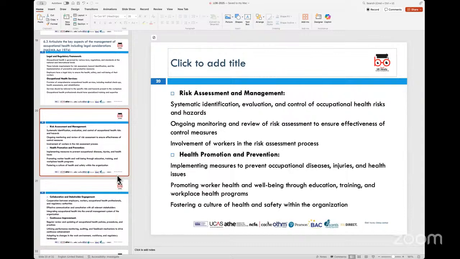Now, if there are incidents which happen even after following all these procedures, there are injuries which can occur, there are near misses which can happen, then they need to be all reported to relevant authorities. And in such cases, legal considerations come into play, because that is a legal requirement under the Health and Safety at Work Act of 1974, to be able to report serious accidents, injuries, and near misses to relevant authorities.